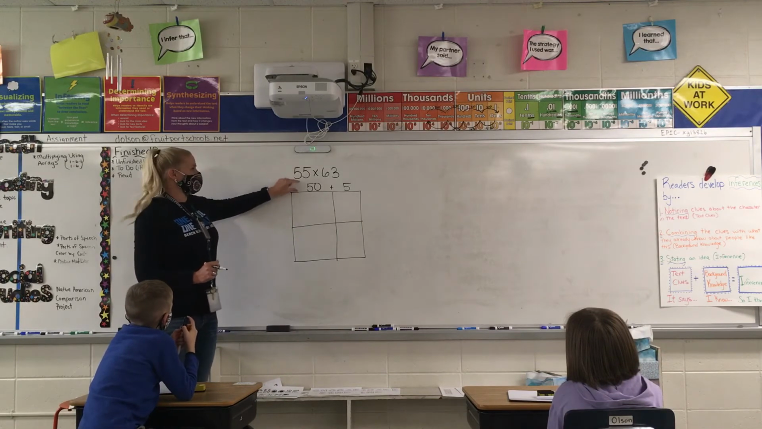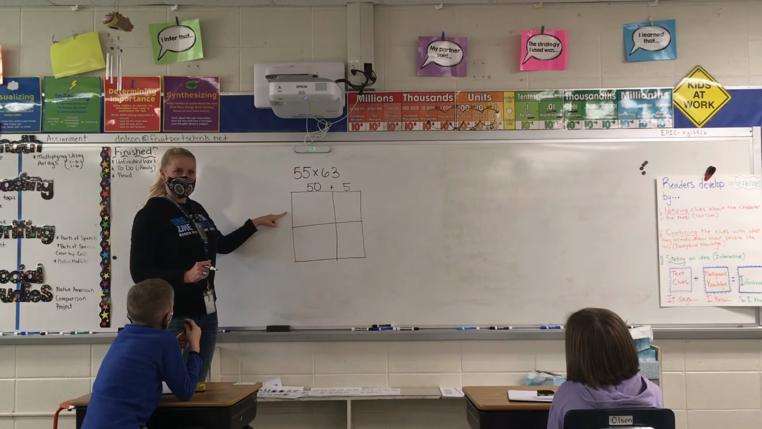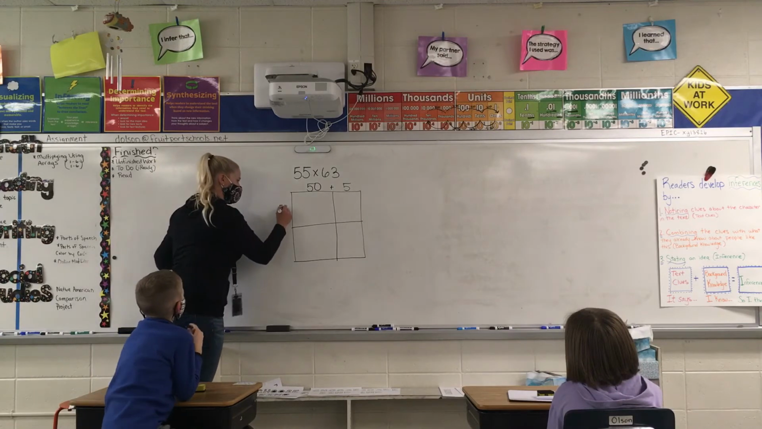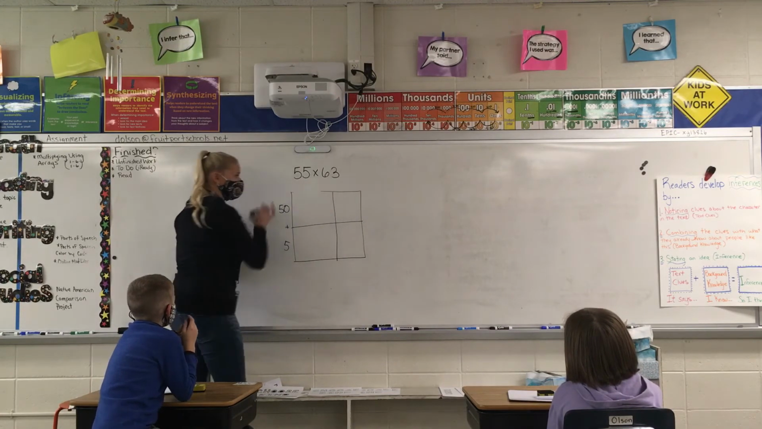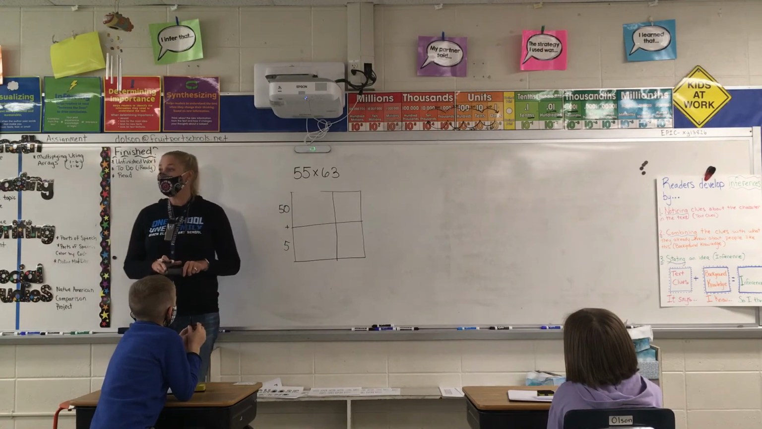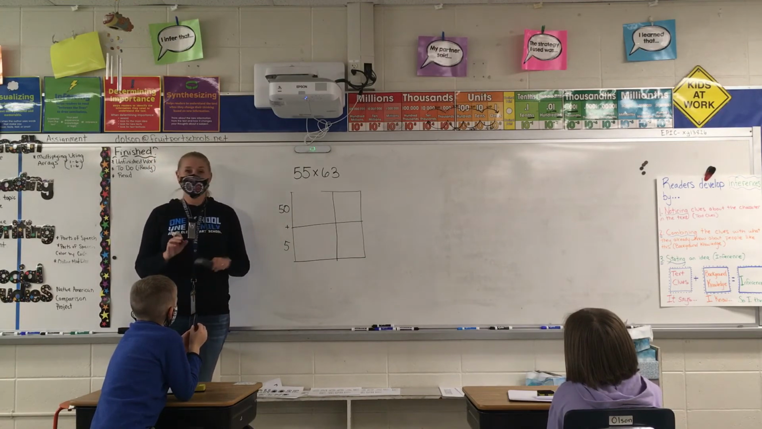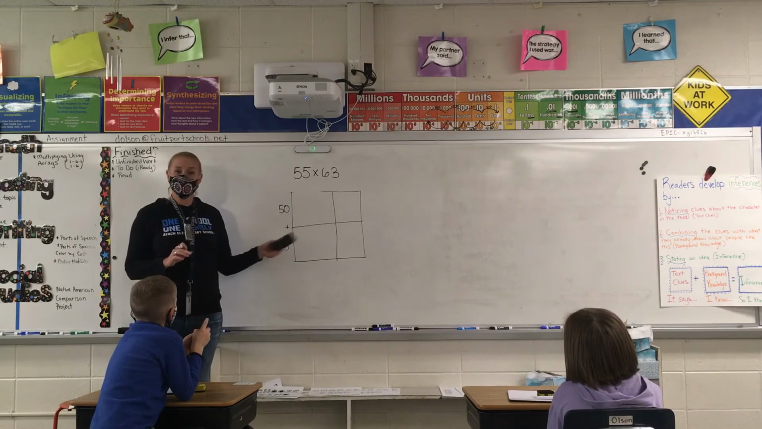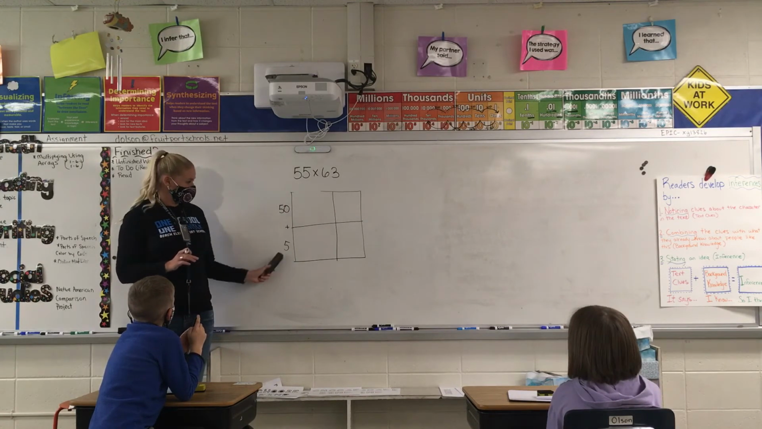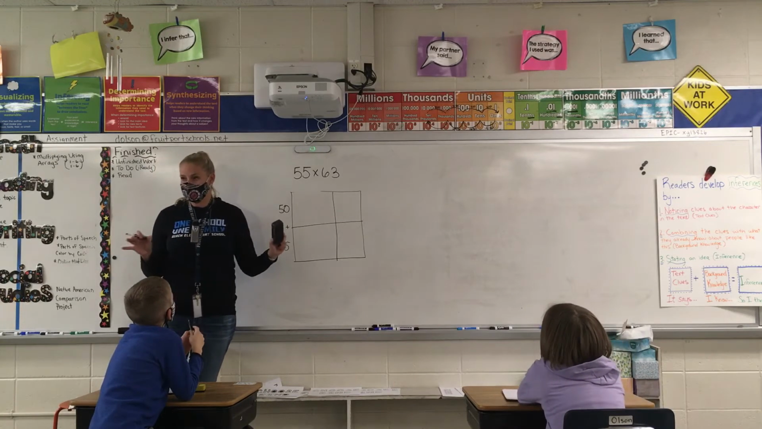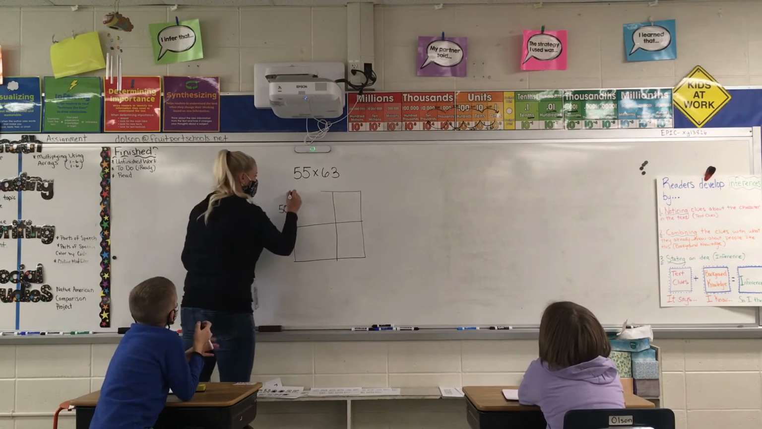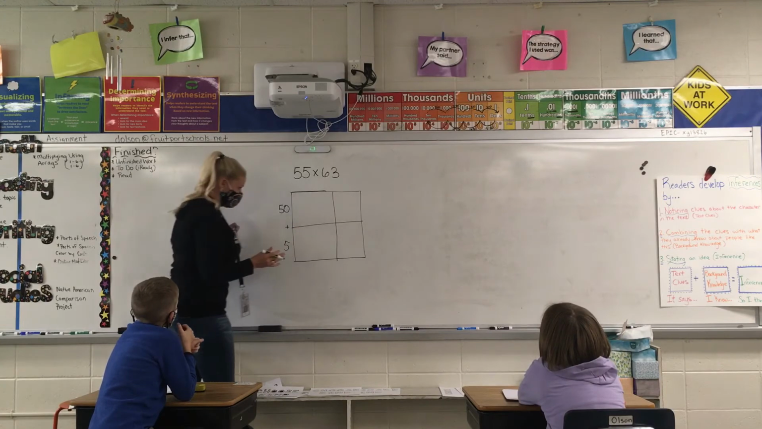Do you think it would matter if I put it here? Could I put 50 plus 5 here instead? Would that work? Yeah. It would. So it doesn't necessarily matter what number you choose to put on the top or what number you choose to put on the side. It does not matter. It all works the same. Okay? So I'm just going to leave it there for the sake of not erasing it again.